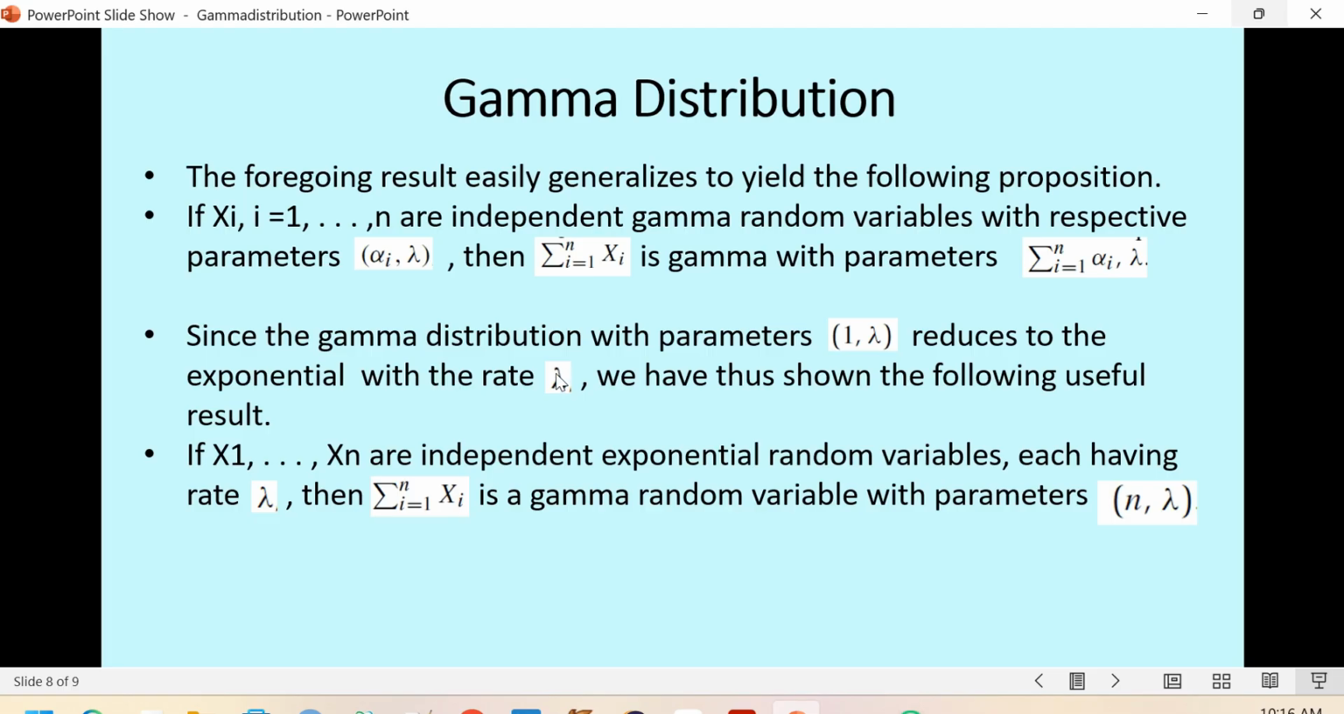And because when alpha is 1 the gamma distribution reduces to the exponential random variable with rate lambda, we also have this result: if X1 to Xn are all independent exponential random variables, then their summation follows a gamma random variable with parameters n and lambda. Here n is the same as alpha, which is the summation of 1, 1, 1, 1. So we say n here.